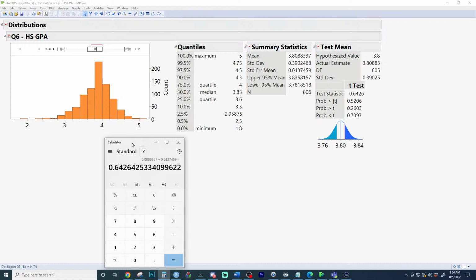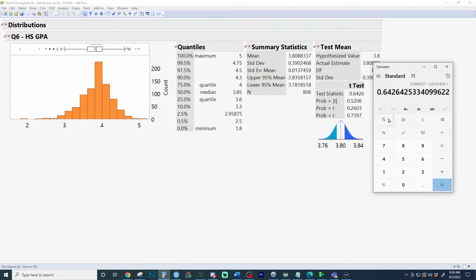There we go right there. There is the t statistic right there. And s over square root of n is the standard error of the mean. So this is the t-test. This is the hypothesized value, which is any value we can use.